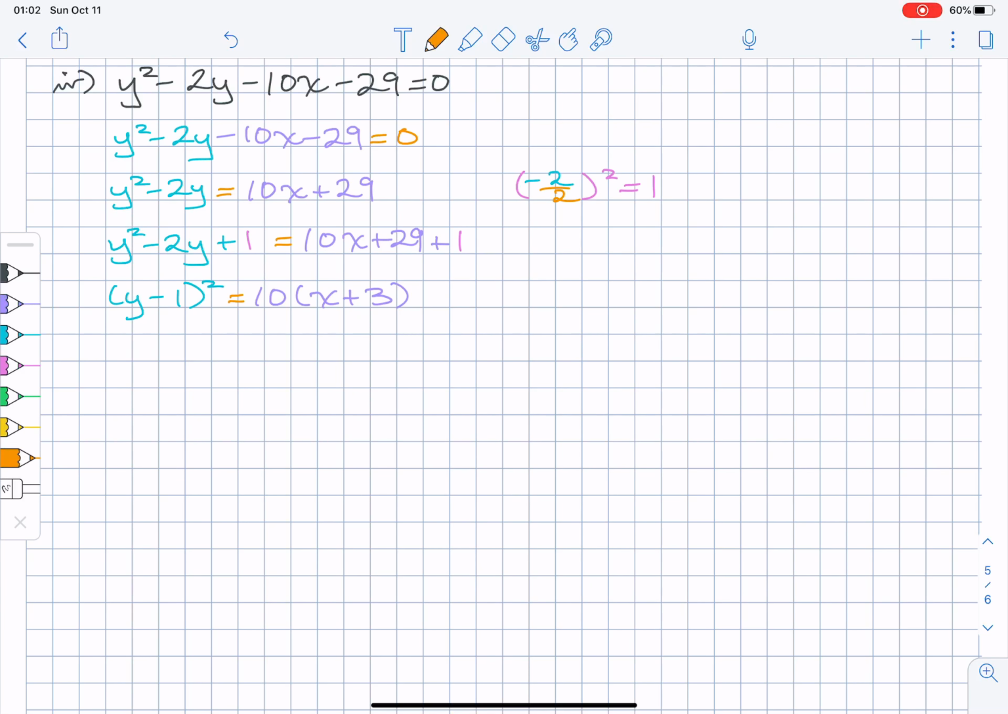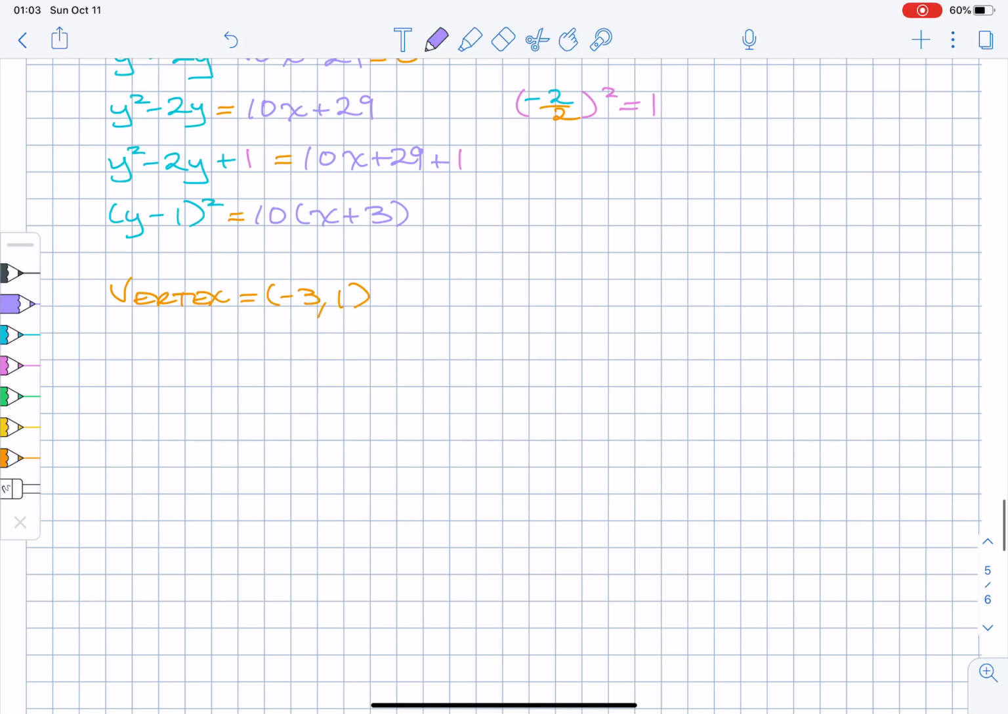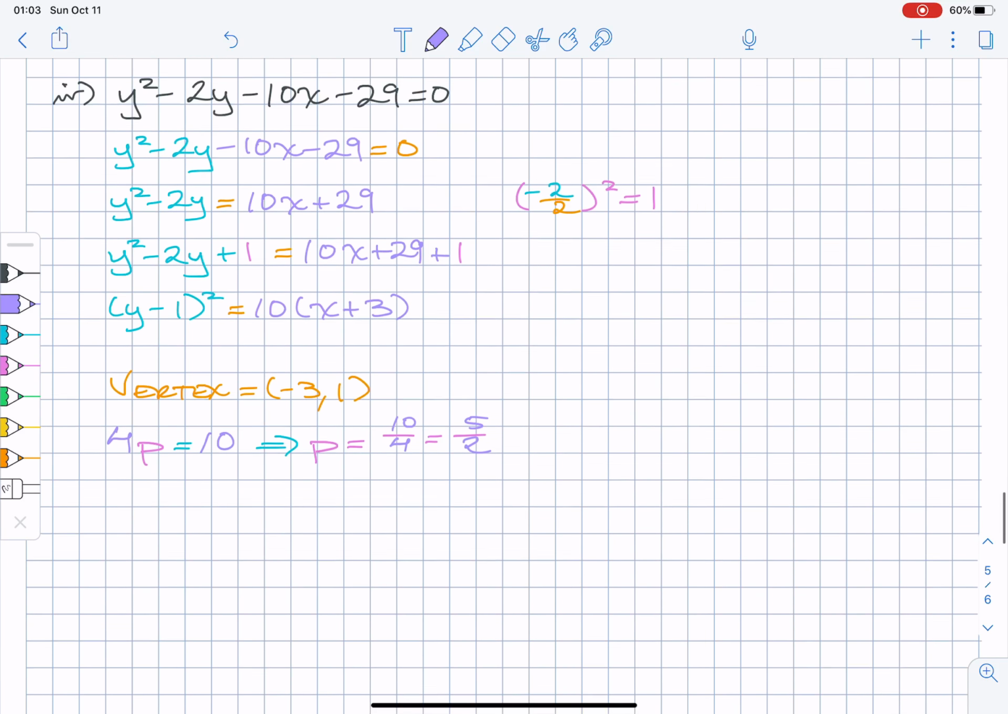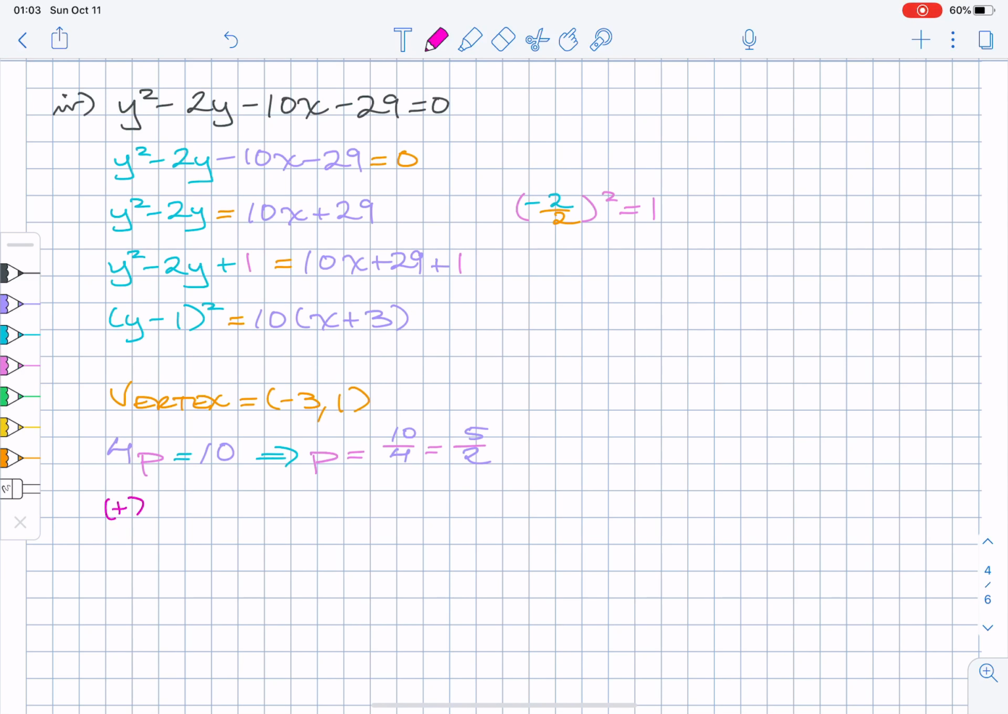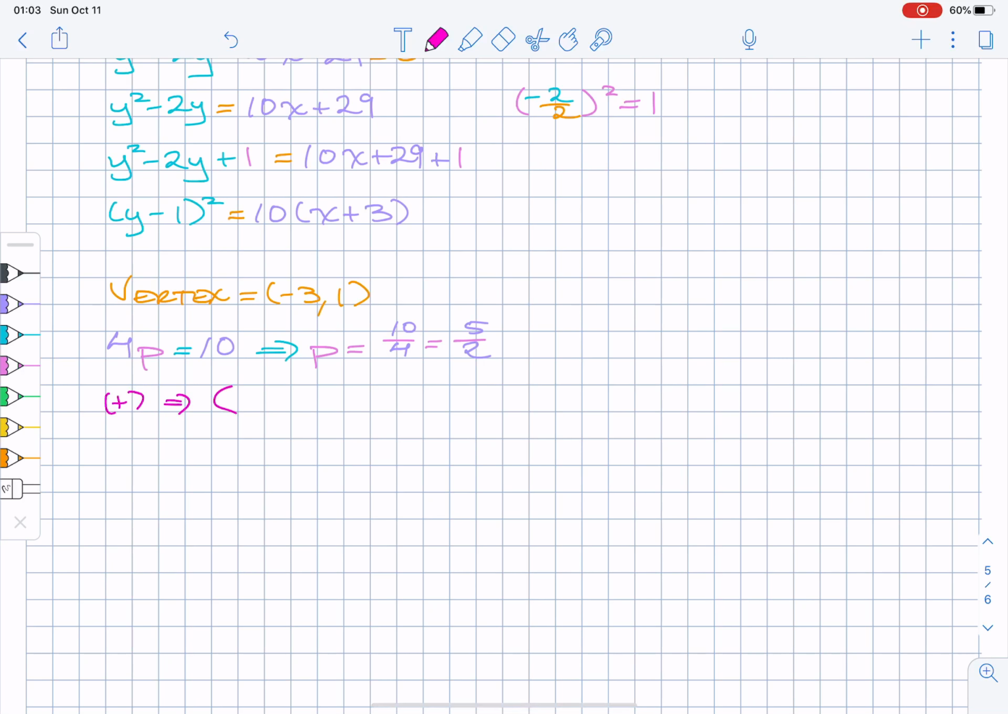Okay, so my vertex, which is at x comma y, will be at -3, +1. I know that 4p is now 10, so that means that p is going to be 10 divided by 4, which is 5/2. Okay, so 5/2. I know that this is positive, and it's y squared, so that means that it's opening to the right. Okay, so let's go ahead and do this.